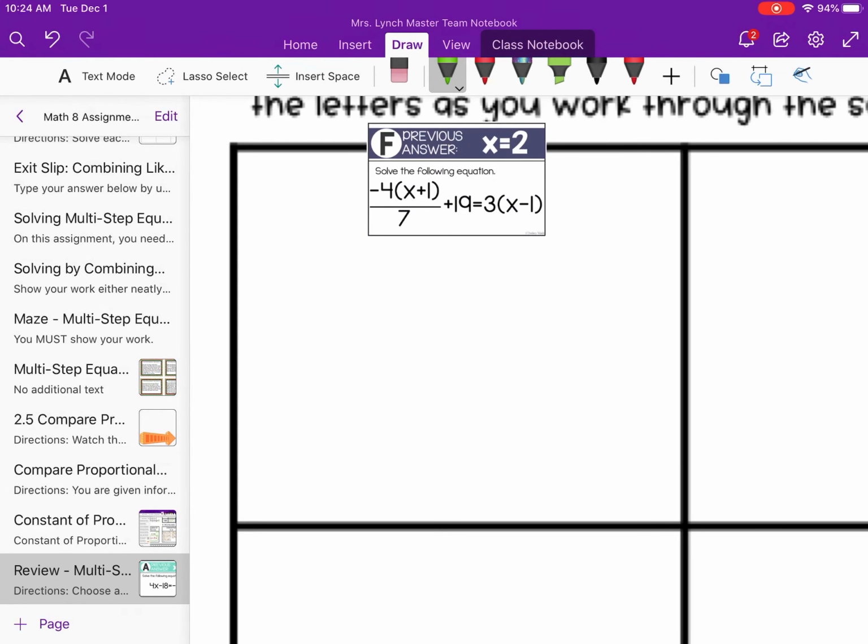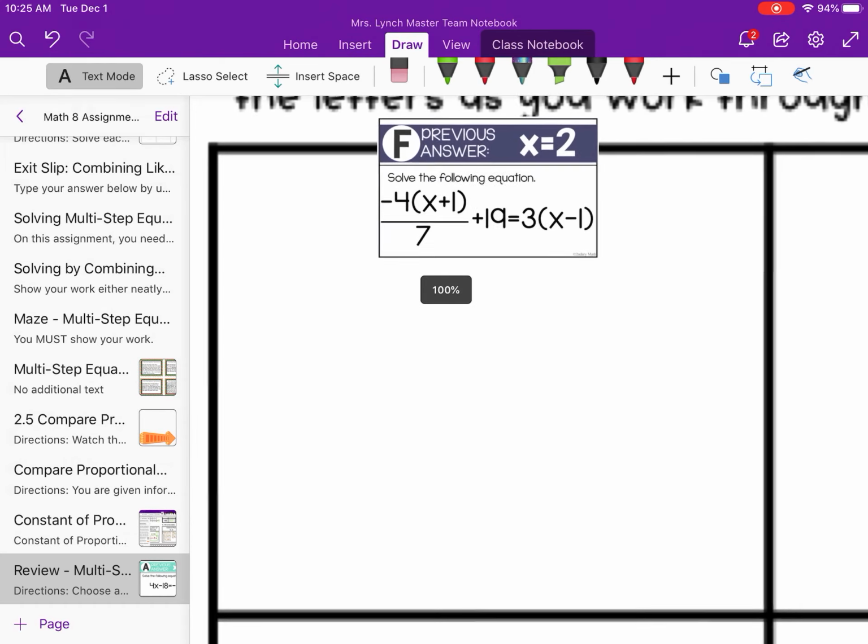All right, so let's look at this problem. We have negative 4 times the quantity x plus 1, divided by 7, plus 19 equals 3 times the quantity x minus 1. So there's a lot going on in this problem. Again, that's why I chose to do it in this video, so I can help you with that. So as usual, the first thing we should do when we see parentheses is do the distributive property. In other words, we need to multiply. We have two things with parentheses actually. So we need to multiply.